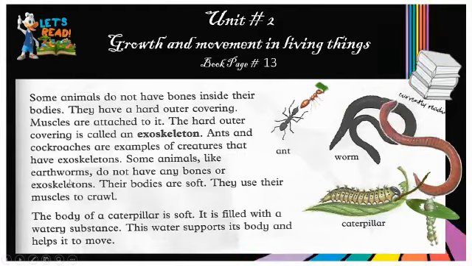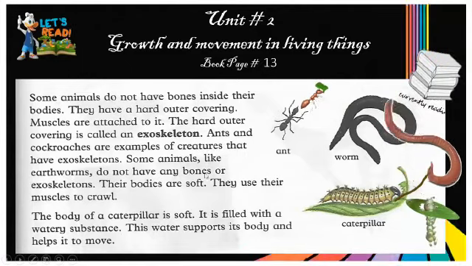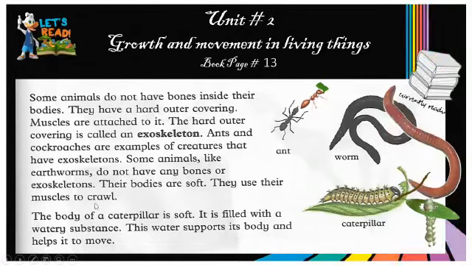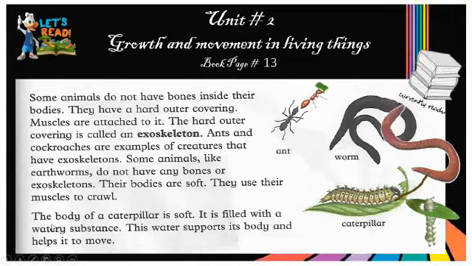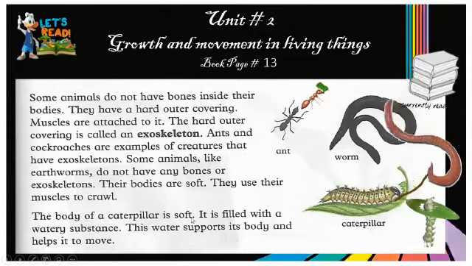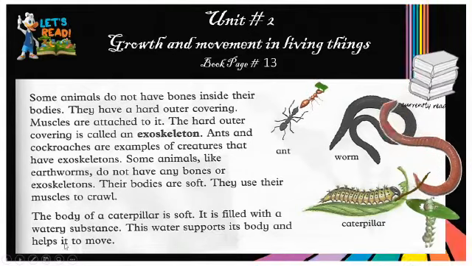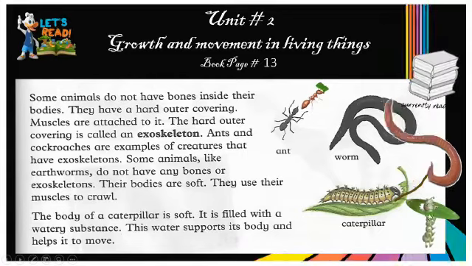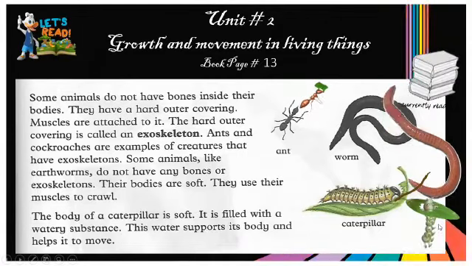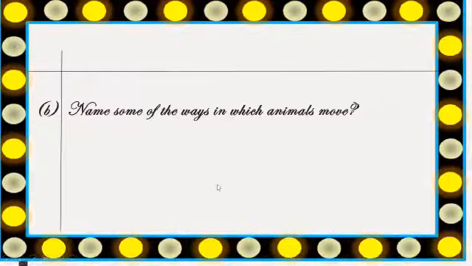Some animals like earthworms do not have any bones or exoskeletons. Their bodies are soft. They use their muscles to crawl. The body of a caterpillar is soft. It is filled with a watery substance. This water supports its body and helps it to move. You can see how earthworms and caterpillars move.